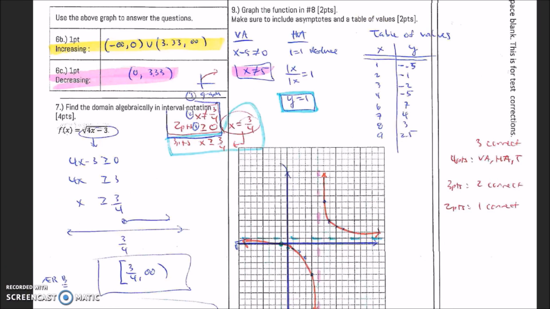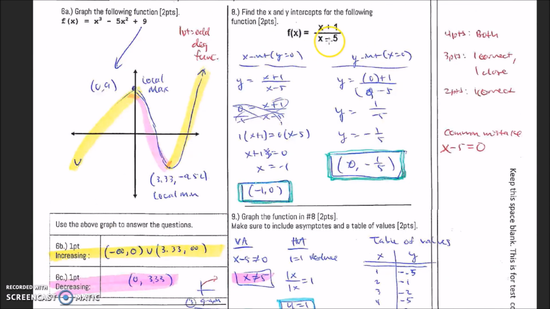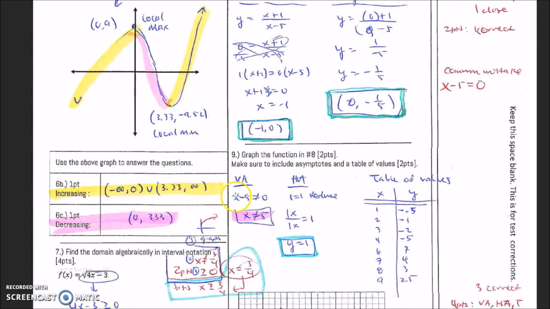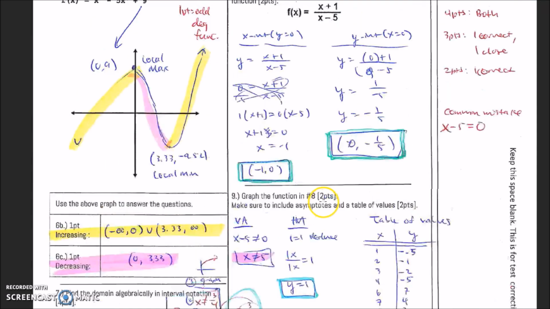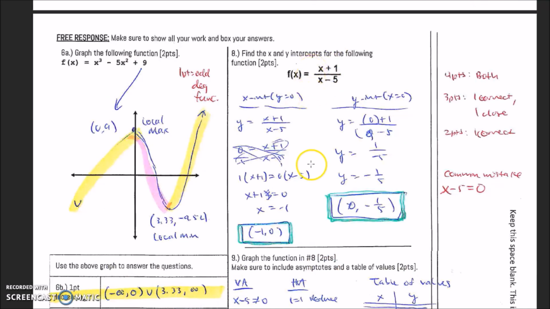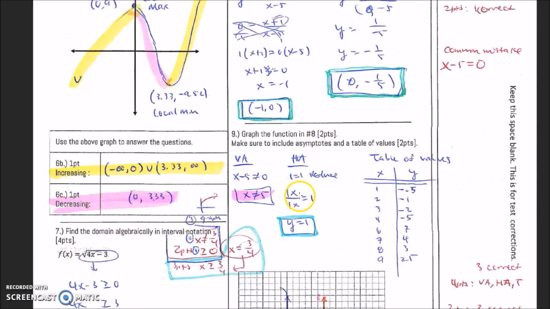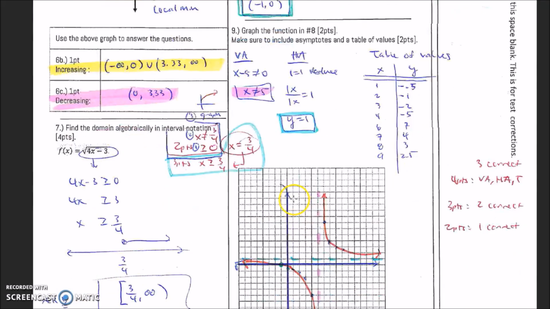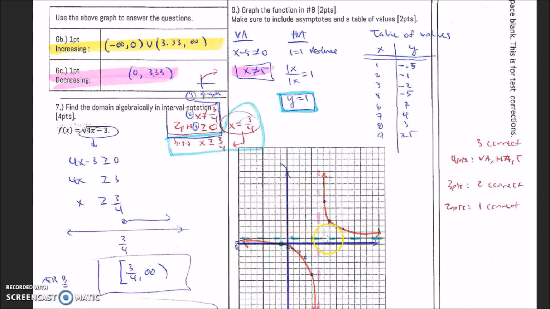Alright, question number 9. Make sure to include the asymptotes and table of values, and also graph it. So how do you get a graph? Well, first I'm going to find my vertical asymptote. I'm going to set that expression here not equal to 0. If you add 5 to both sides, x is not equal to 5; that is my vertical asymptote. For my horizontal asymptote, if I look at the highest degrees here, it's just really x divided by x. That means the exponents are 1 and 1 right there, so you reduce and you get y equals 1. I put that on my graph here in the blue, and my vertical asymptote here in the pink.